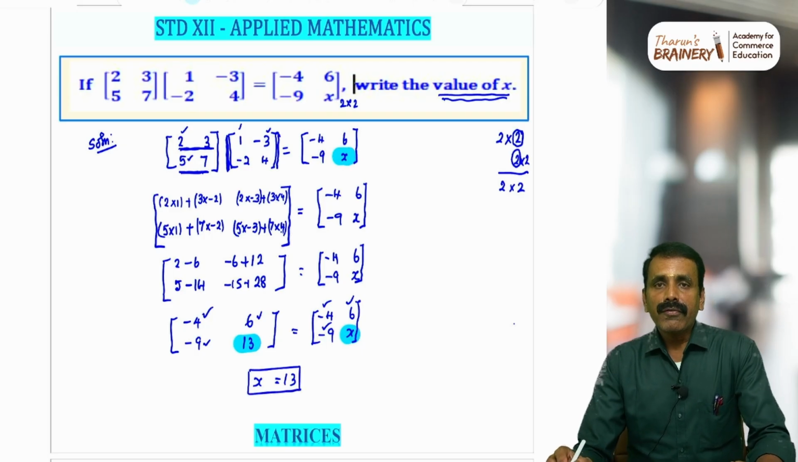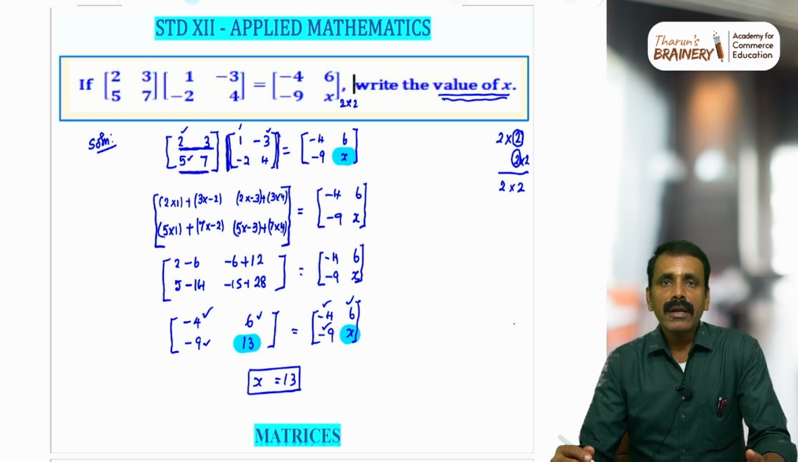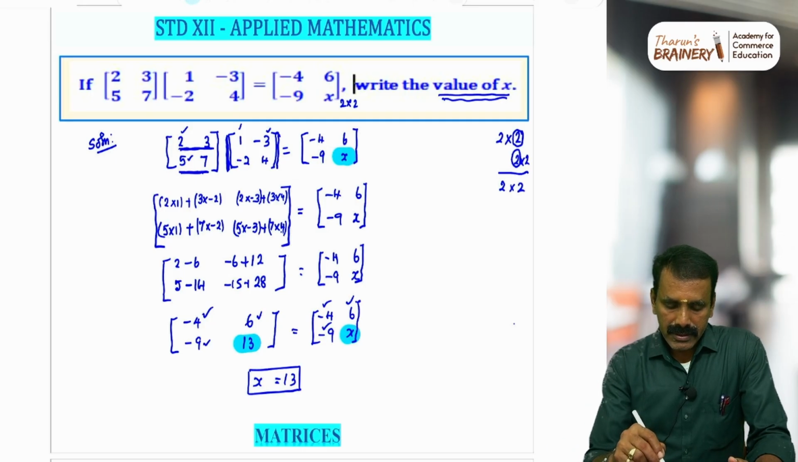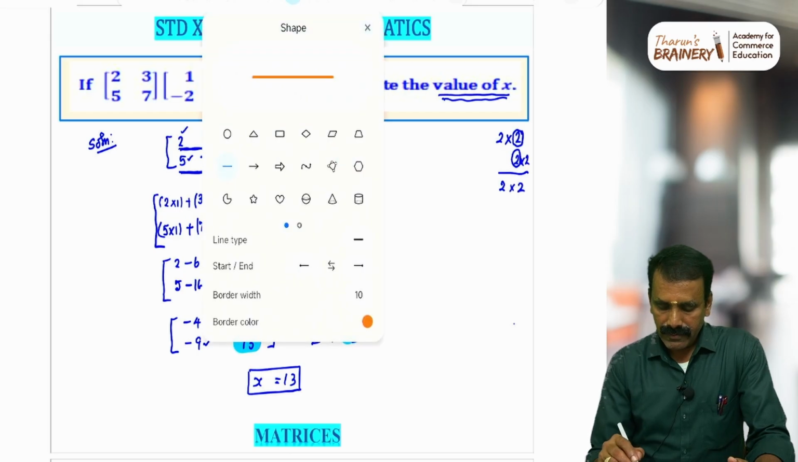So this is the process of finding the solution in an elaborate way, by finding all the elements of the product, then we come to the equality of matrices, then we compare. Instead, we can use a simple method which we have studied in the previous session itself.